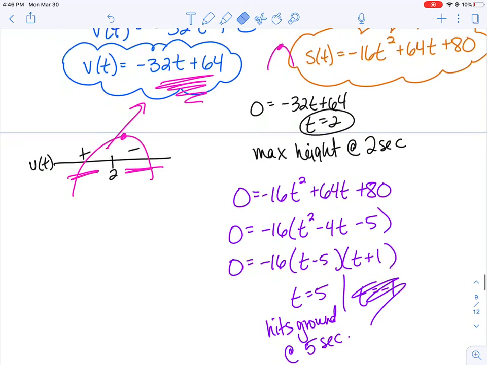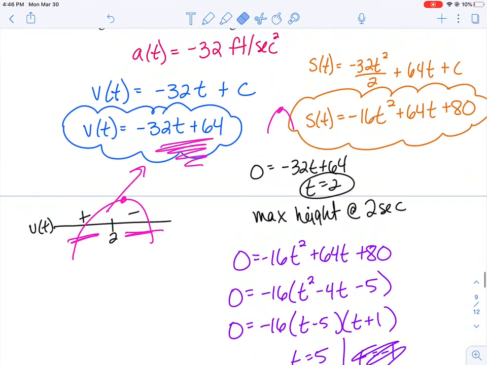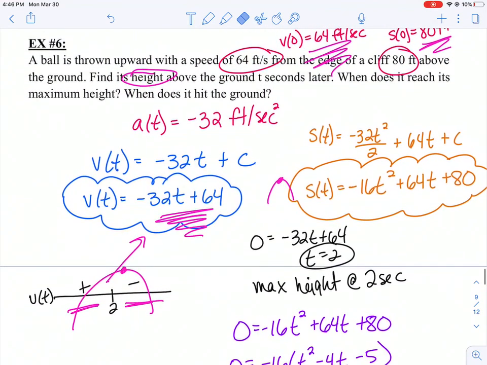So I know when it hits the ground, I know when it's at its maximum height, I know its position, velocity, and its acceleration even, all by just having some initial conditions. Pretty cool, huh? All right, make sure that you practice all of those.